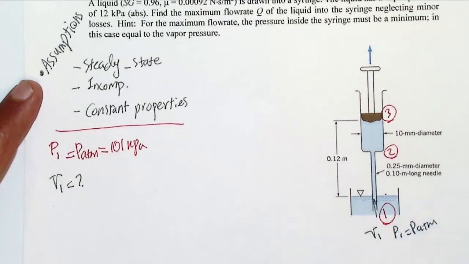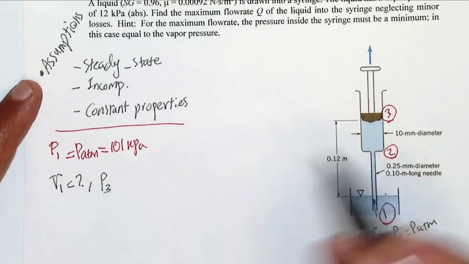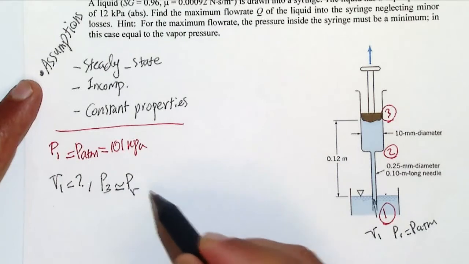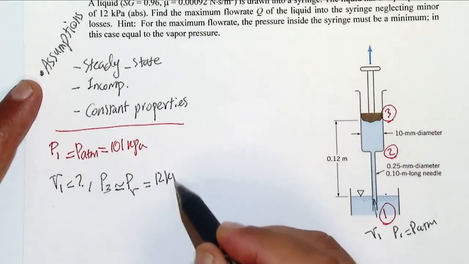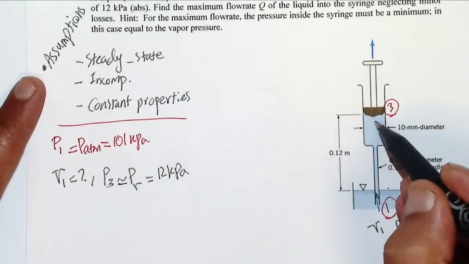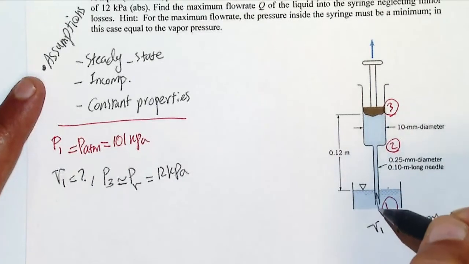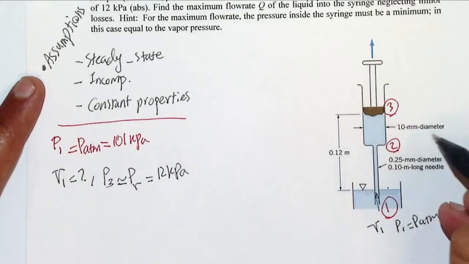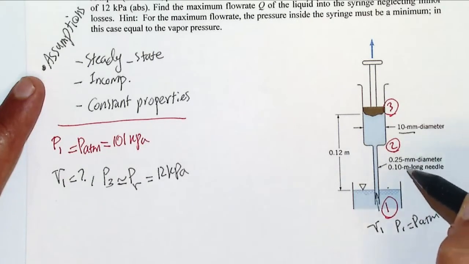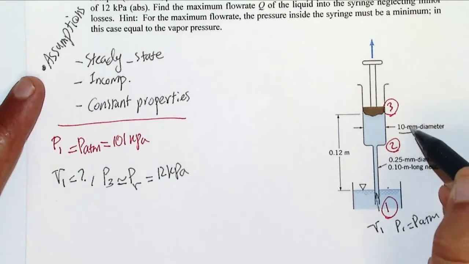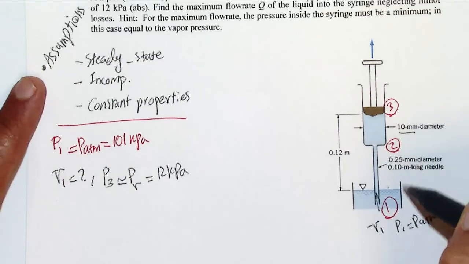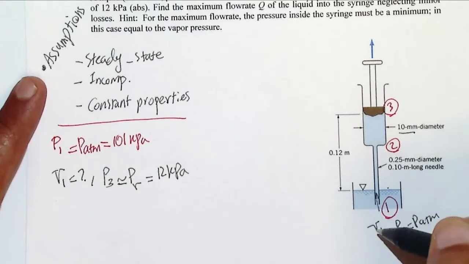We don't know what V1 is, but we know P3 at point 3 should be almost equal to the vapor pressure, right? It's given as 12 kilopascal. Can we assume that the velocity here is going to be 0? Since the velocity V1 is here, and you can see that the diameter is 10 millimeter versus 0.25 millimeter. So 10 millimeter over 0.25 is a huge difference. Then you can assume that the velocity V1 is a reasonable velocity.